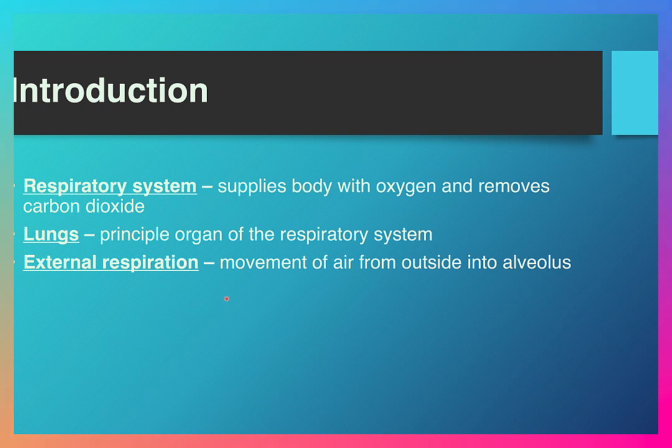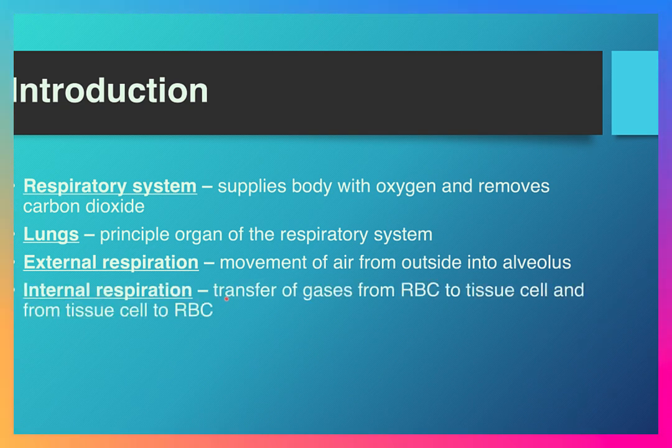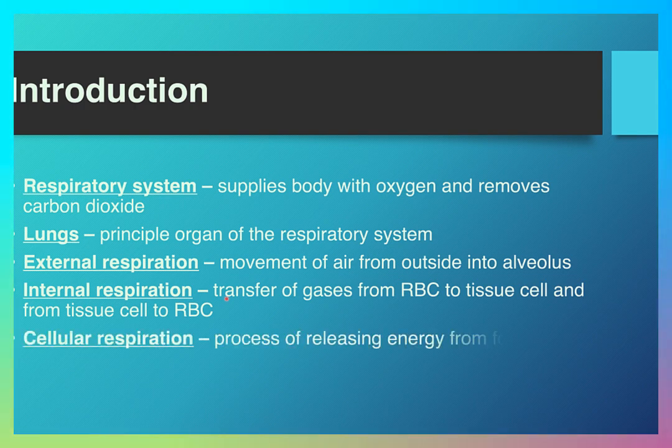External respiration is a term that means the movement of air from the outside of the body into the lungs till it reaches the alveolus. Internal respiration is the transfer of oxygen to the red blood cells and then to the tissues, and then from the tissues back to the red blood cells. And then cellular respiration is the process of releasing energy from food. So there's three types of respiration: external, internal, and cellular. Please make sure you understand the difference between those three.